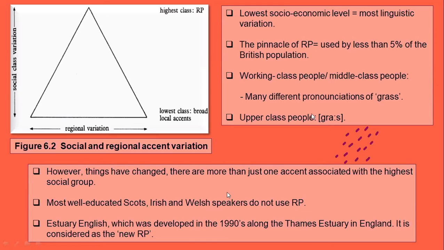It's actually spoken by young Londoners, the young people who live in London. They are now not using RP anymore. They are using estuary English. Okay, all right. Continue.